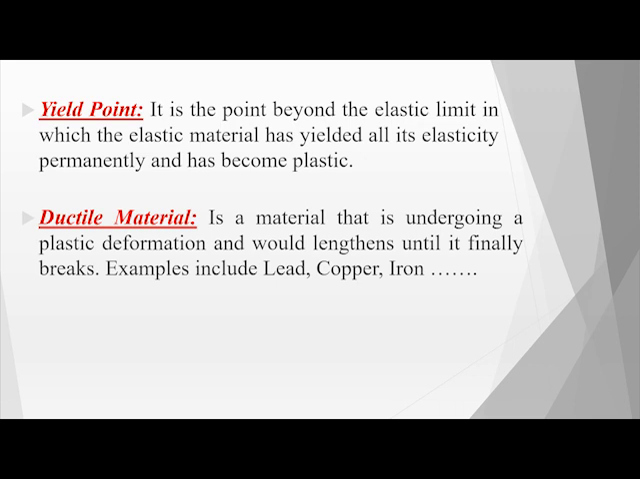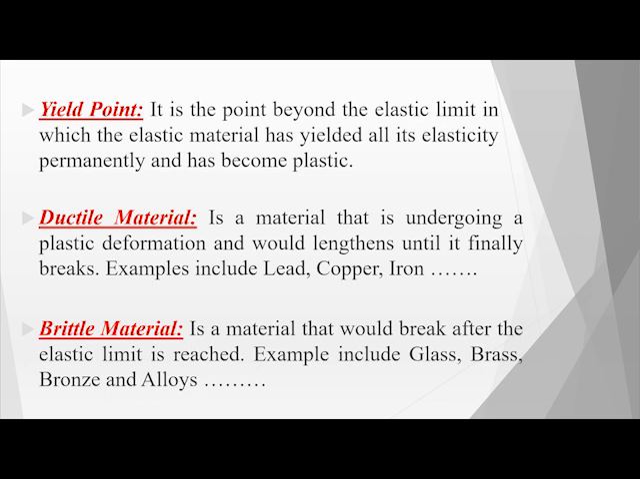A ductile material is a material that has lost its elastic property completely and is at the yield point whereby it is behaving like a plastic. A brittle material is a material that will break after the elastic limit is reached. That means a brittle material has no yield point, and so immediately after the elastic limit is reached, such material will break off.